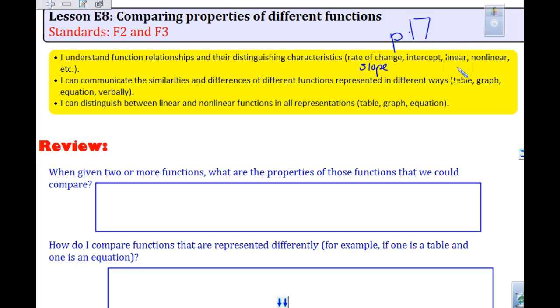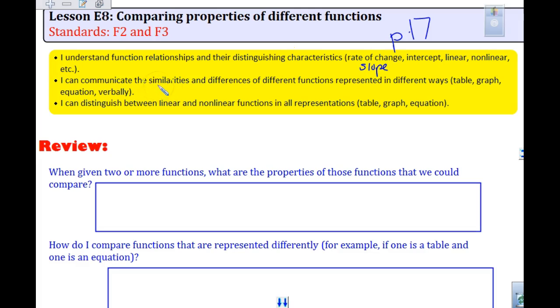If something is linear, in a table, it looks like constant addition or subtraction. In a graph, it's a nice straight line. In an equation, it's variables to the first power. And nonlinear is a curved line, a table that doesn't have constant addition or subtraction, and equations with variables other than something to the first power.